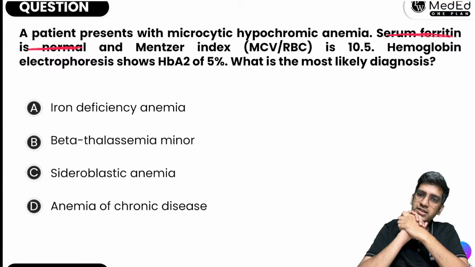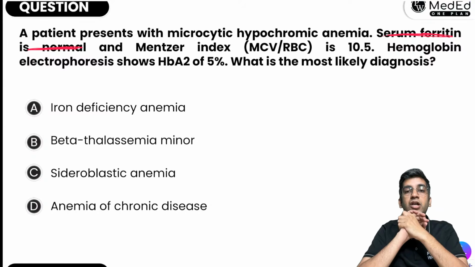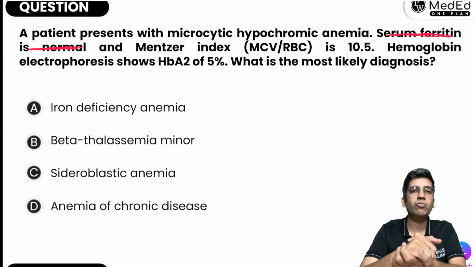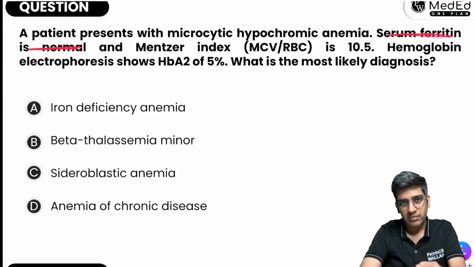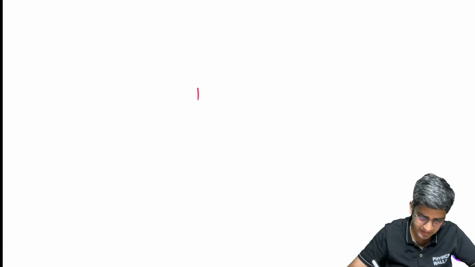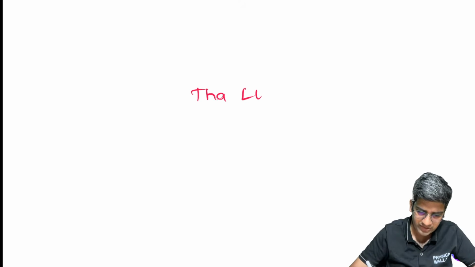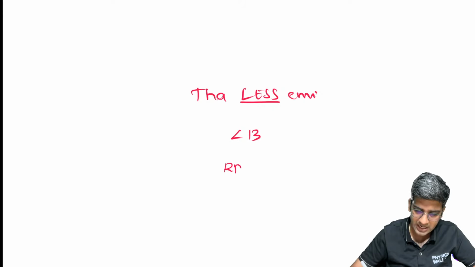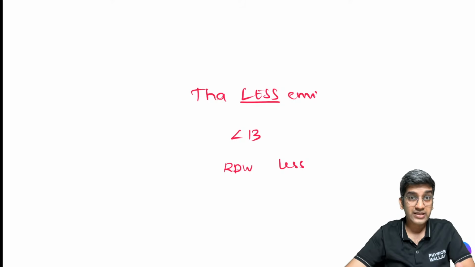It will still say thalassemia minor only, because the most important things are your Mentzer index here and HbA2. HbA2 of more than 3.5, you think of thalassemia minor, and Mentzer index is low, right? It's still the same. Remember this. This is a very easy thing to remember. Thalassemia, less than 13 Mentzer index, and RDW also will be less. That's classical for thalassemia. It will not change at all.